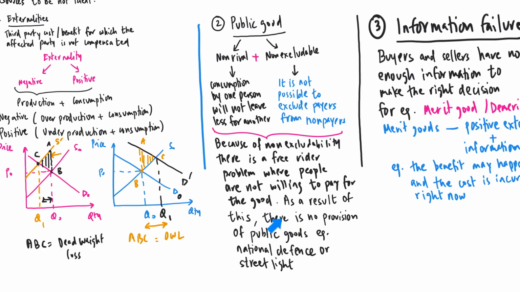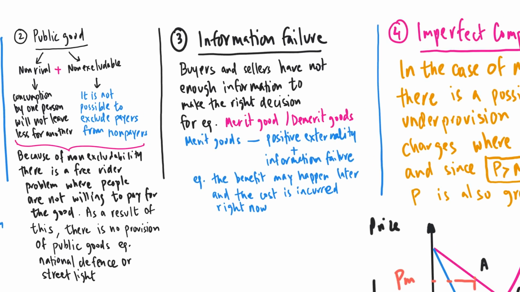unwilling to pay for the good, and therefore there is no demand for these goods, and therefore while the goods are needed for the society, they may not be provided by the private sector because it's not profitable to do so. A good example of this is national defense or street light, which are then provided by the government because there's a market failure. Another market failure is what we call information failure.